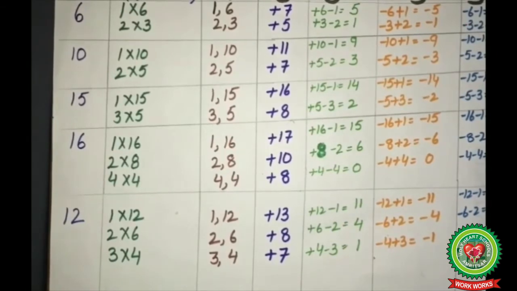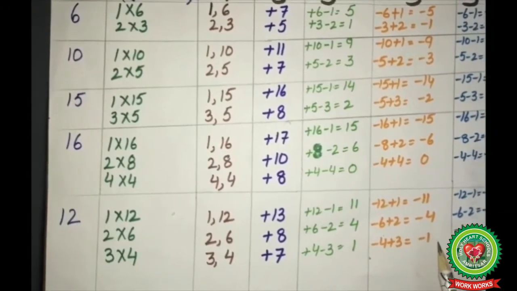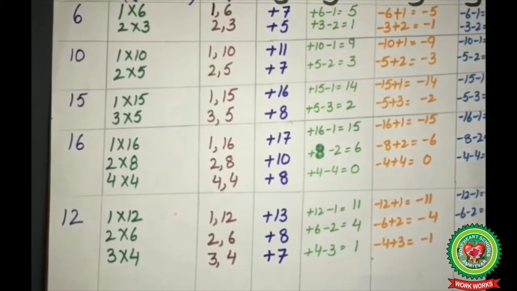And the sum of these numbers in the second case, when the bigger factor is having a plus sign and the smaller factor is having a minus sign, will be 11, 4 and 1. And the sum of these factors in the third case, when the bigger number is having a minus sign and the smaller factor is having a plus sign, will be minus 11, minus 4, minus 1. And the sum of these numbers in the last case, when both the factors are having a minus sign, will be minus 13, minus 8 and minus 7.